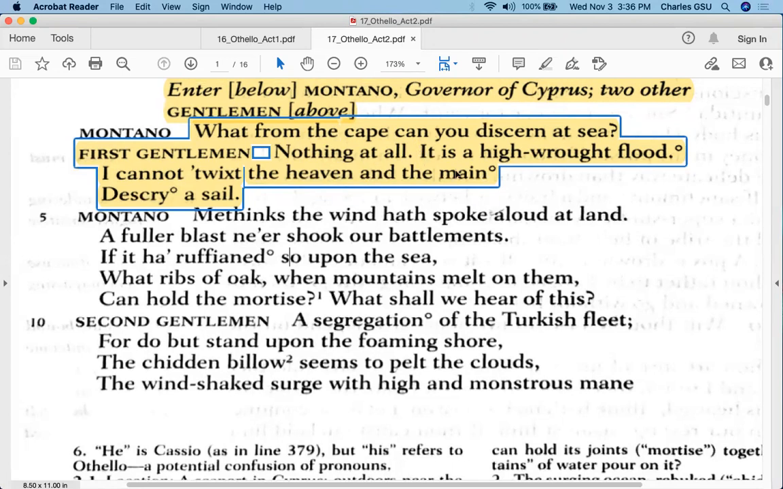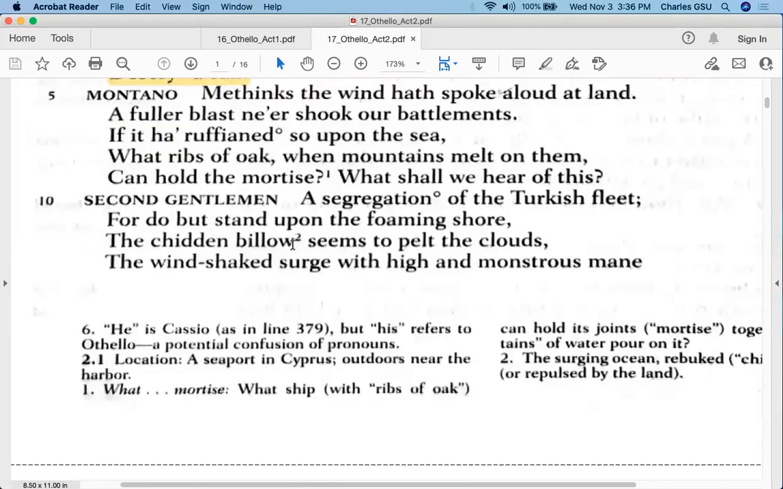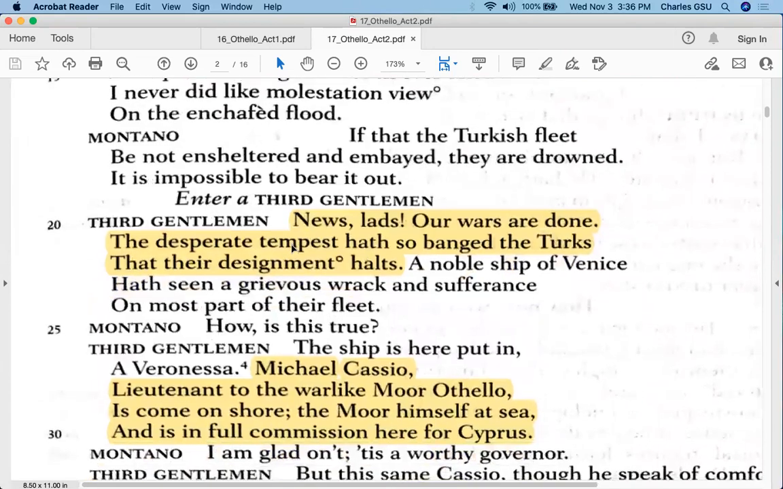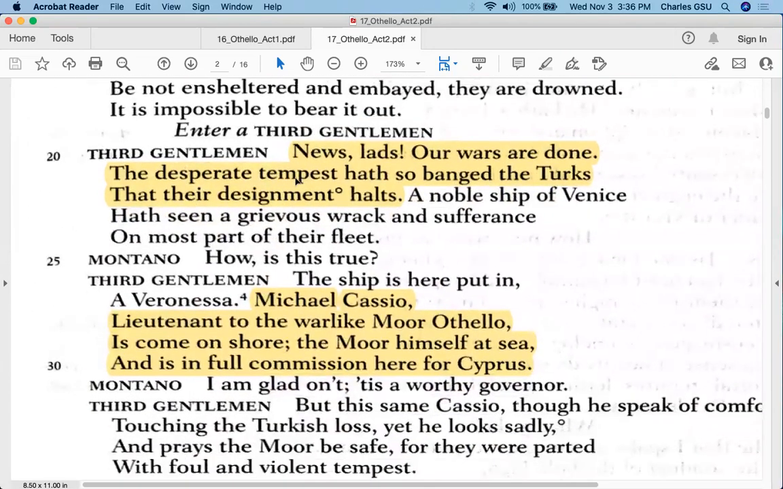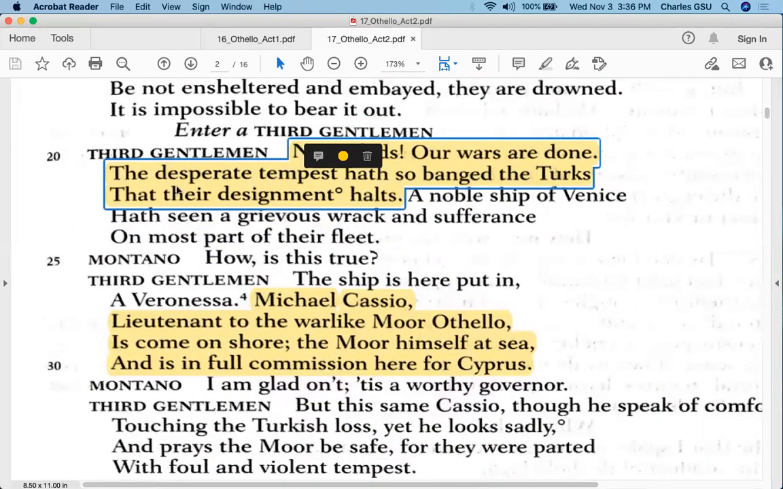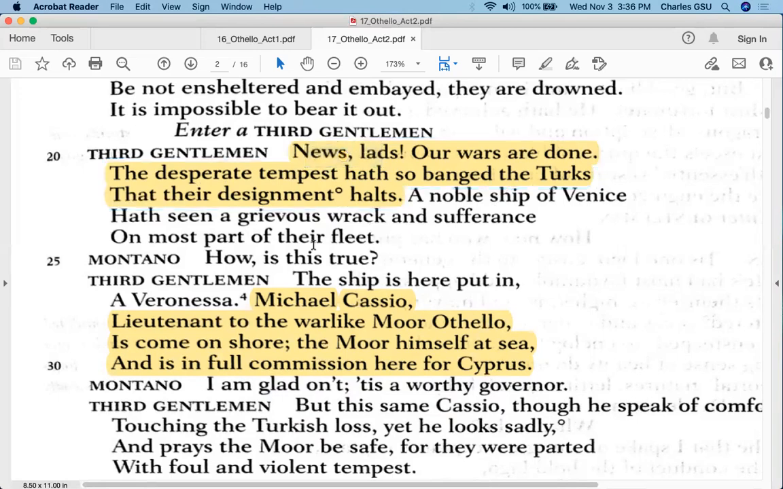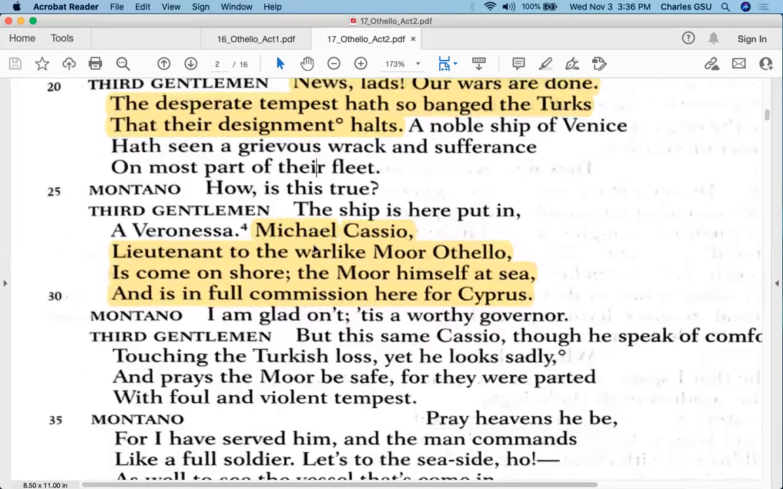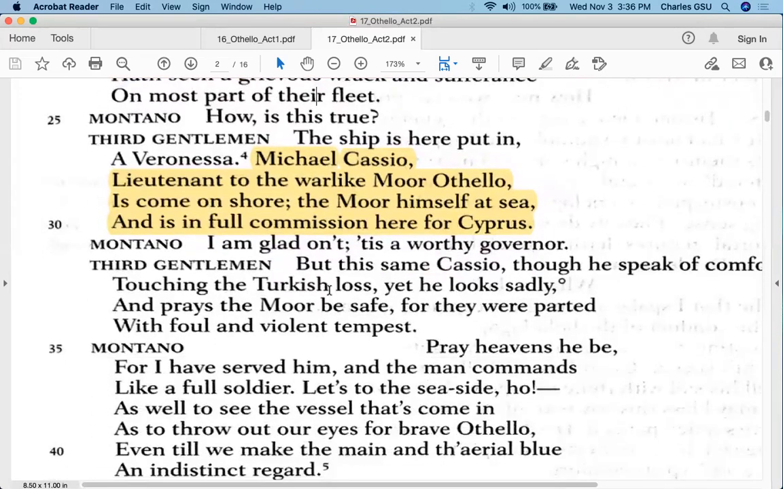And this is part of the inward spiral circle that I mentioned, of centripetal movement of things going awry, if you will. A third gentleman comes in and says, our wars are done. The desperate tempest or storm hath so banged the Turks that their designment halts. So the storm basically caused the demise of the Turkish fleet.